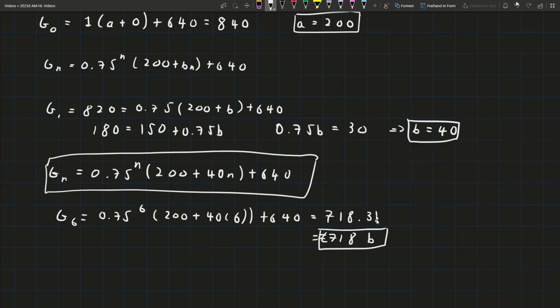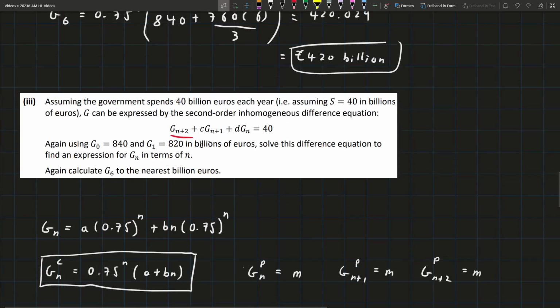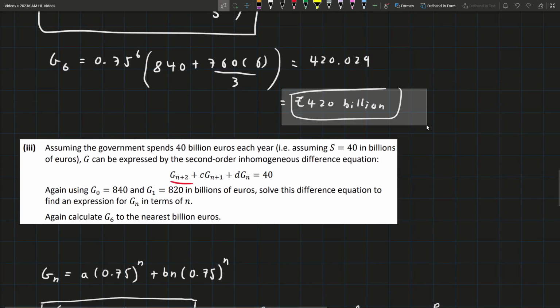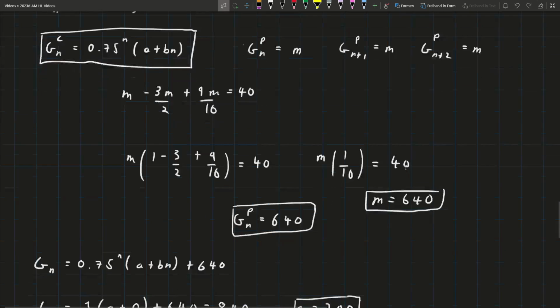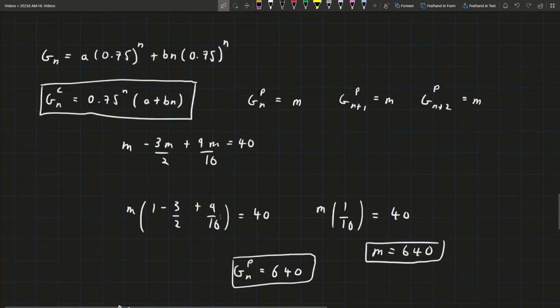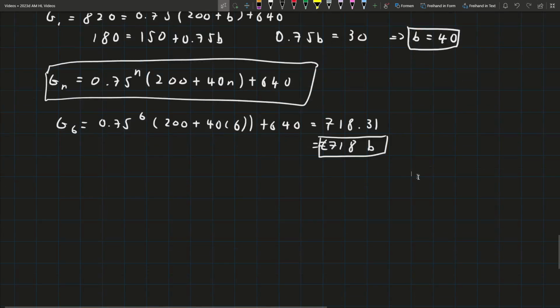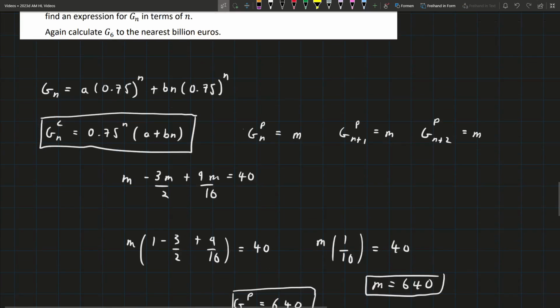It's also interesting from an economics perspective. If the government spends 40 billion euros each year, they'll actually end up having more. I didn't really properly read the question either. Here, G is actually going to be higher than what it was in the previous part, where G is the government spending. So yeah, you can see it works out. It's a very interesting way of modeling stuff with difference equations.